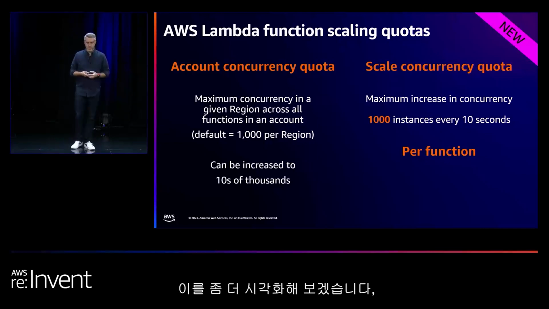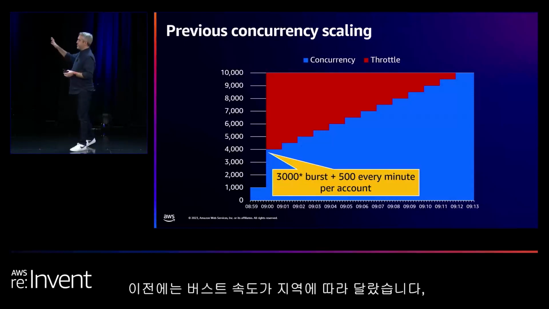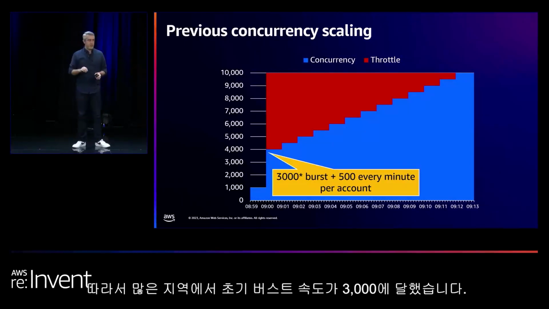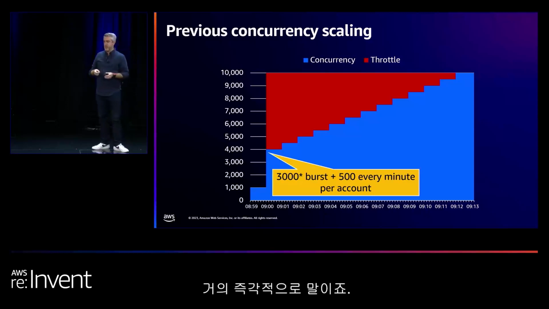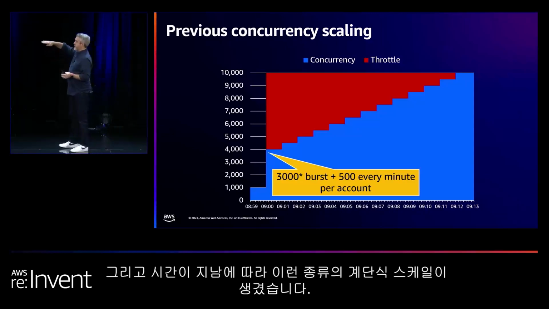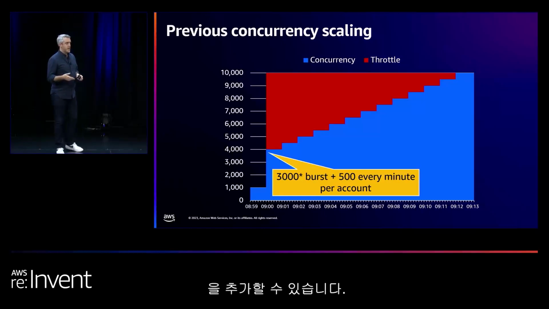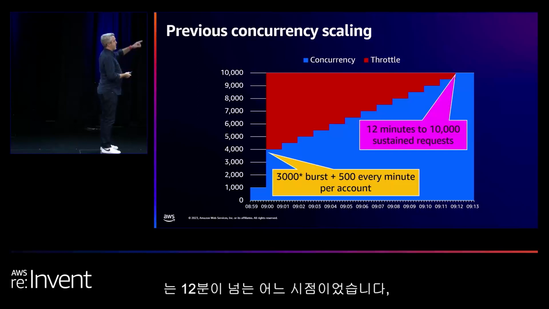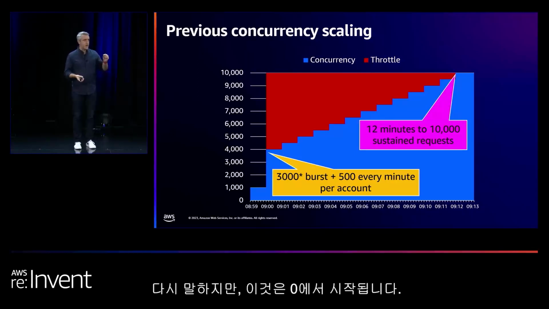To help visualize this a little bit better, I'll show you the old model that we had. So previously, and burst rate depended on the region. What you had is an initial burst rate. So in many regions, we had an initial burst rate of 3,000. So that means you could go from 0 workers to 3,000 pretty much almost instantaneously. And then we had this kind of stepping scale over time that we could add 500 per minute to that inside of your account. So basically what it looked like is that at some point in time over 12 minutes, you could get to 10,000 sustained requests. Okay, this is starting at 0, right?